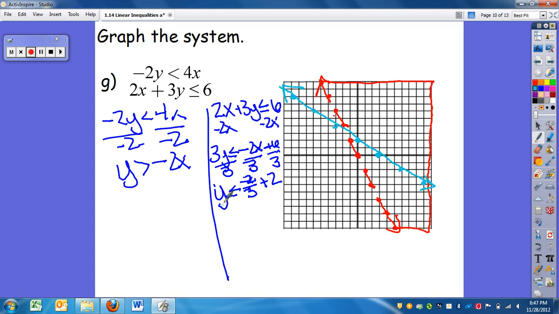Alright, so on this one, y is less than. So that is this section here. So notice they overlap right here. So this is my answer. I'm going to shade it in a different color. We'll do blue. This section.